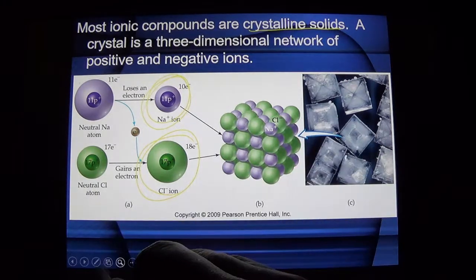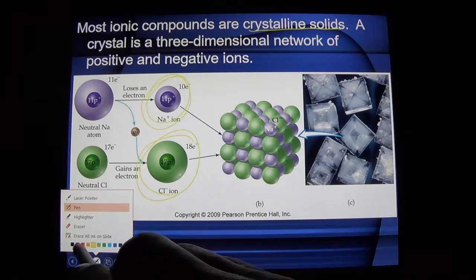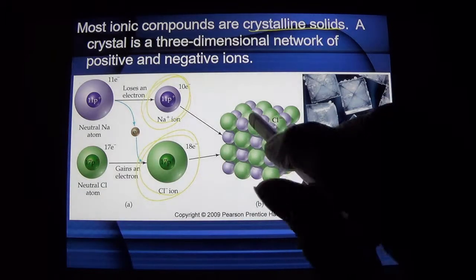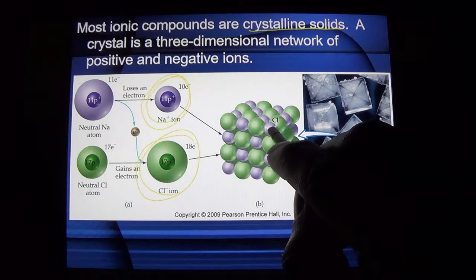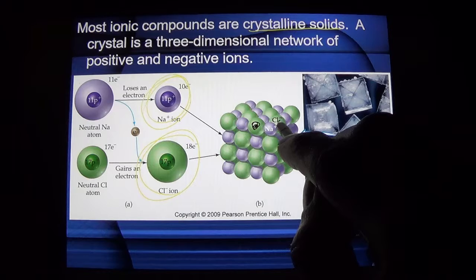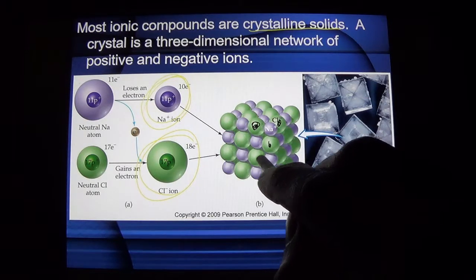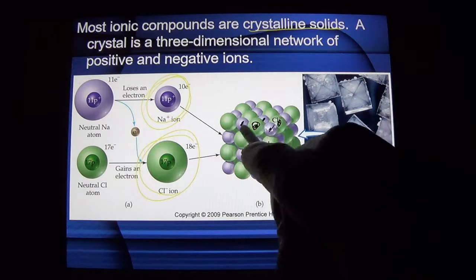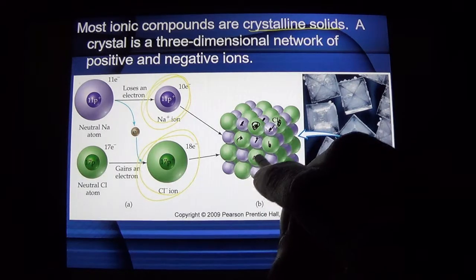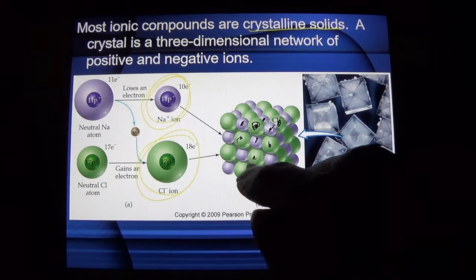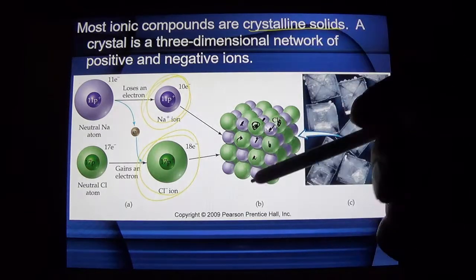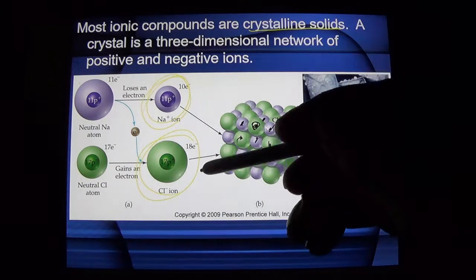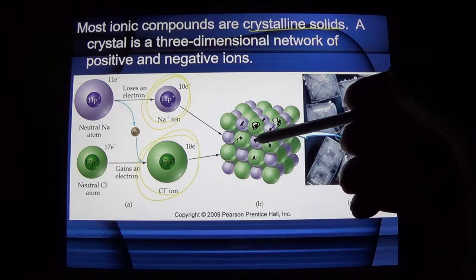And you can see, I want to point this out, and this is always what happens: the positive is surrounded by negatives on all sides. The negatives are surrounded by positives on all sides. That positive is surrounded by negative on all sides. And so really, every 1 atom of sodium is surrounded on the top and bottom, the left and right, the front and the back by chlorine.